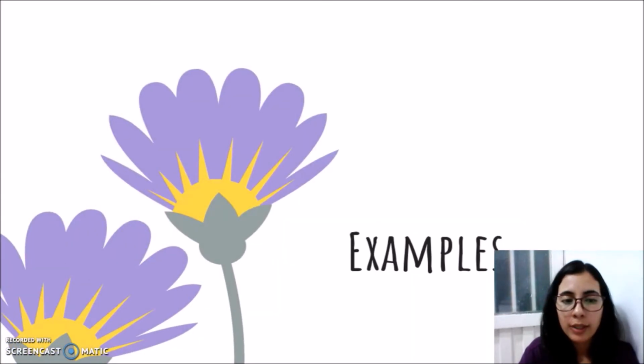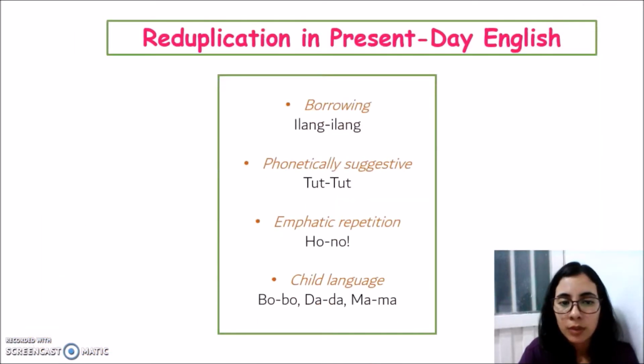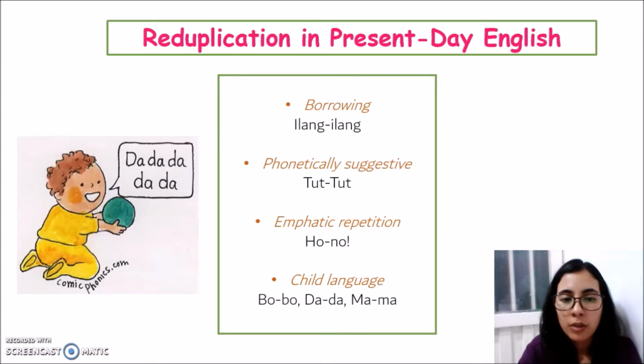Let's talk about examples. Therefore, look at these particular contexts and situations for reduplication in present-day English. For example, one context concerns boring. An example of this from older language is ilan ilan. The second example will be words that are phonetically suggestive. An example here will be tuk tuk.